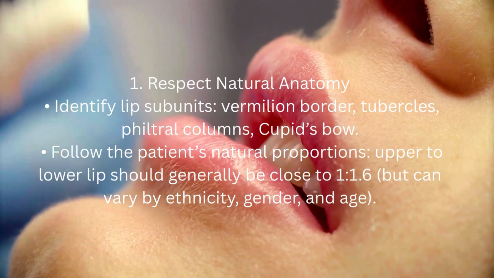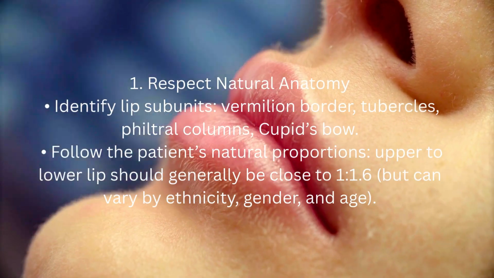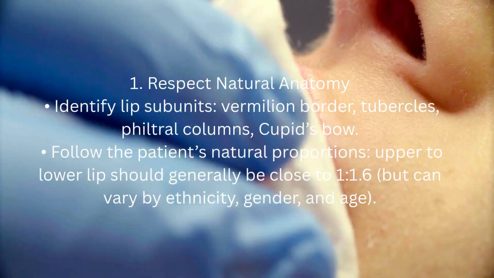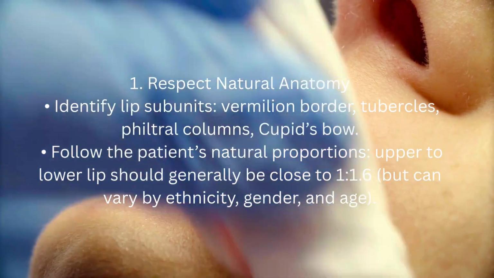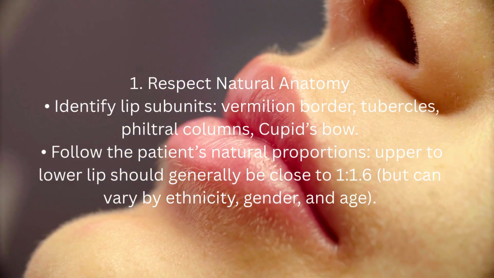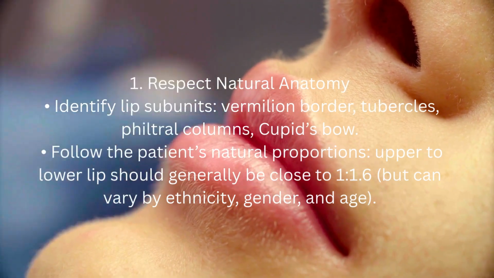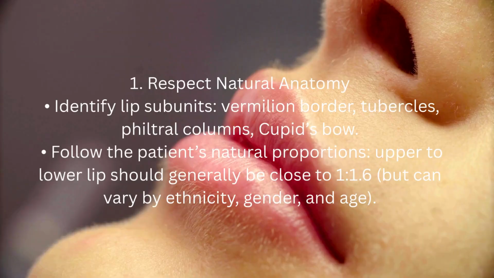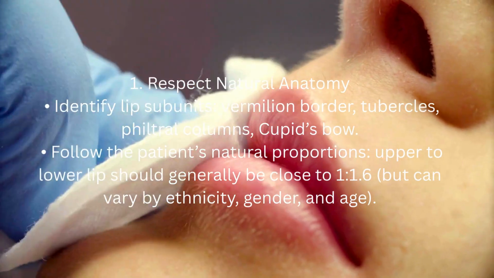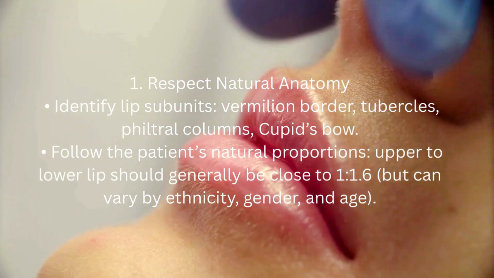The first point is for the injector to understand the natural anatomy. That is, identify the lip subunits such as the vermilion border, tubercles, philtrum, and cupid's bow. It must follow the patient's natural proportion, with the upper to lower lip generally about 1 to 1.6, but this varies greatly with ethnicity, gender, and age. So not everybody has the same proportion.